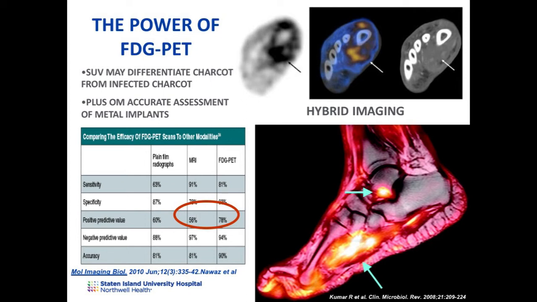And the positive predictive value for MRI in these cases versus FDG PET: FDG PET is outperforming at 78% positive predictive value to be able to establish whether or not the disease is present, where MRI may be 56%, in this nice article out of Molecular Imaging and Biology in 2010 by Nawaz.